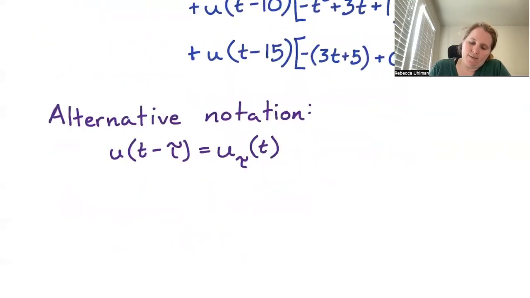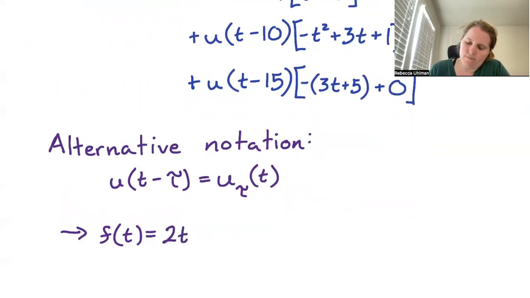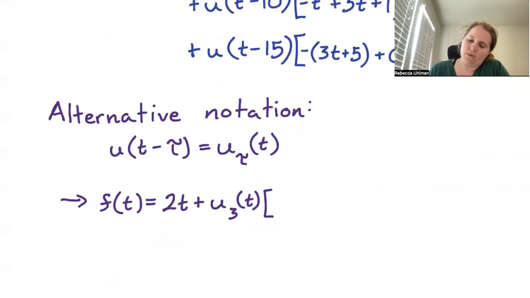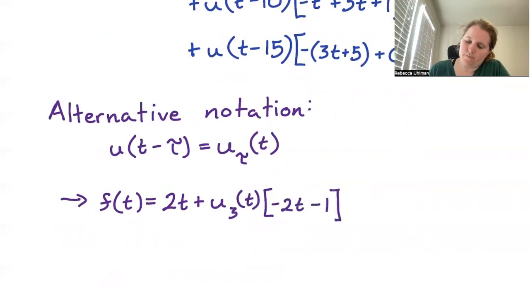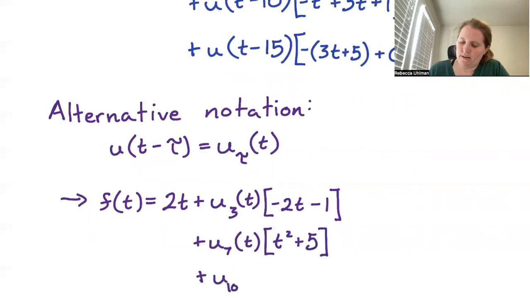So if you wanted to write it this way, then you could write f of t is equal to 2t plus u sub 3 of t times negative 2t minus 1, plus u sub 7 of t times t squared plus 5, plus u sub 10 of t times negative t squared plus 3t plus 1, and then plus u sub 15 of t times negative 3t minus 5.